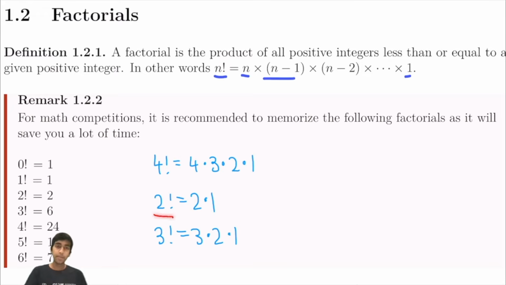2 factorial is just 2 times 1. 3 factorial is 3 times 2 times 1. And this is true for any number: 1, 2, 3, even 100. And there's also another interesting one, 0 factorial. This is the one that some people often get confused with. 0 factorial is 1, and this is just an exception that you have to know.